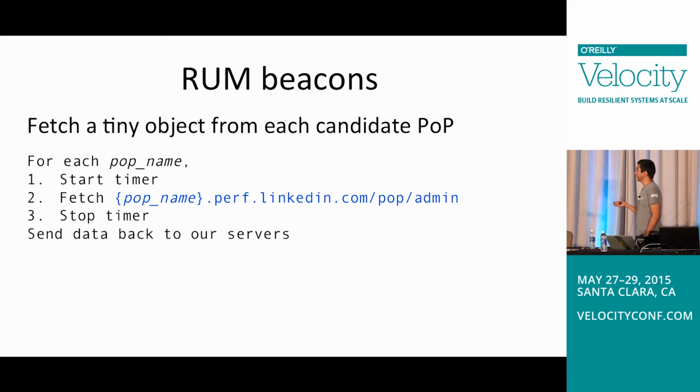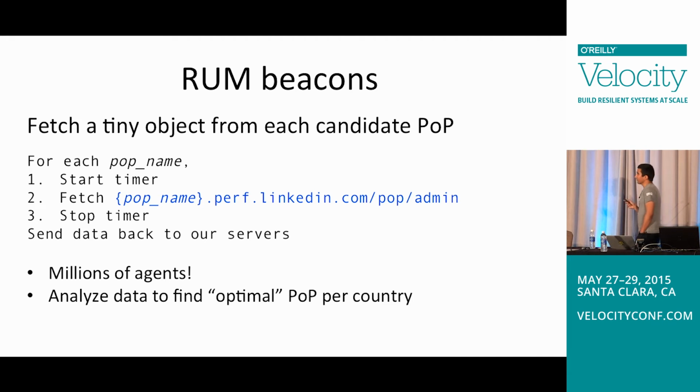We use RUM through beaconing. Beaconing is a common technique. A lot of people do it. The idea is you fetch a tiny object and measure the time. That's about it, right? You fetch a small object from somewhere and measure the time. So in this case, what we did was, for each candidate POP, let's say for India, we configured that our users in India will download a tiny object from Dublin POP and Singapore POP, right? And we will just time how much time it took to download that object and we'll send that data back to our servers.